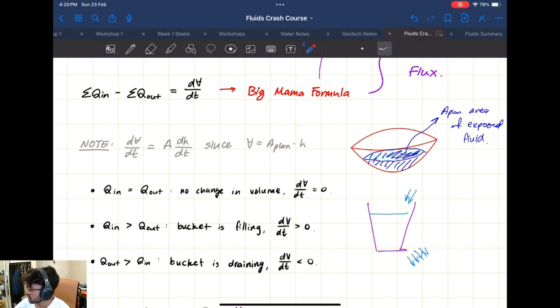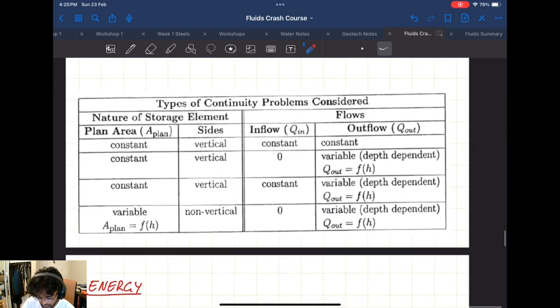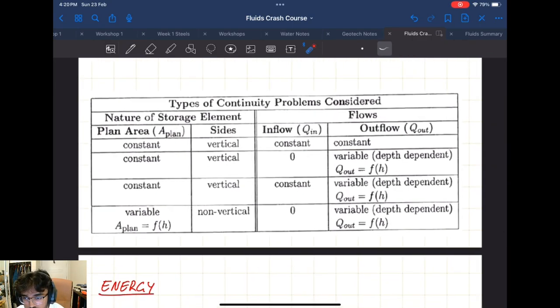Hopefully that makes sense. These are the type of continuity problems that we take a look at in this course. Most of these will be covered in the lectures anyway, so don't worry too much.